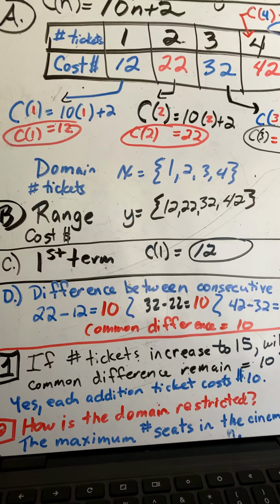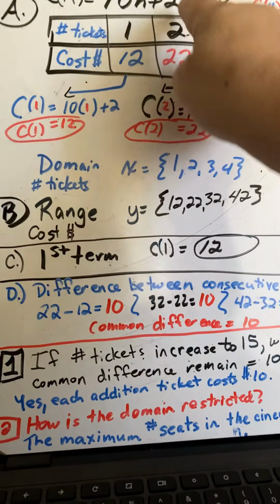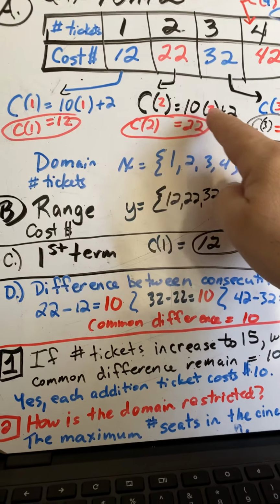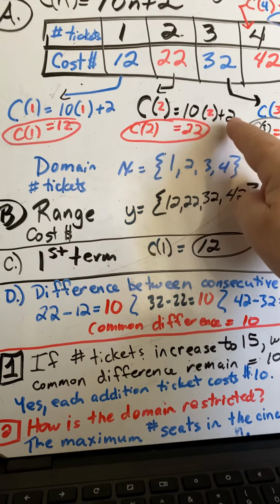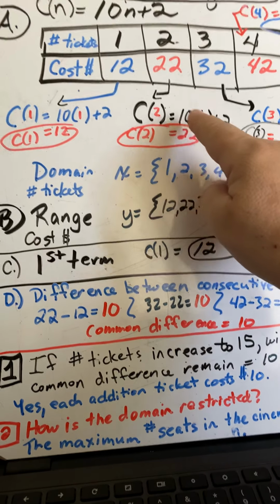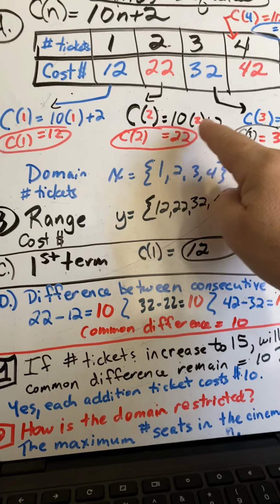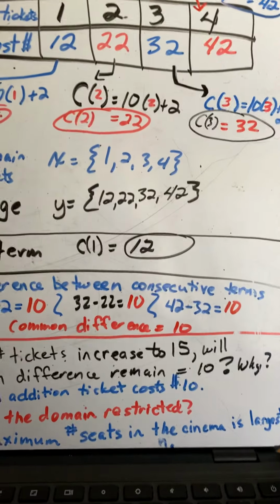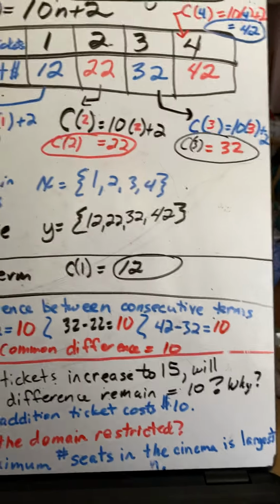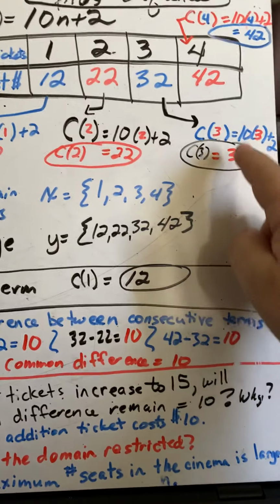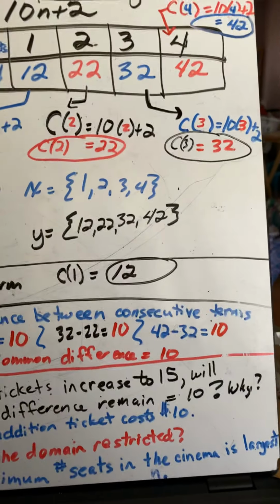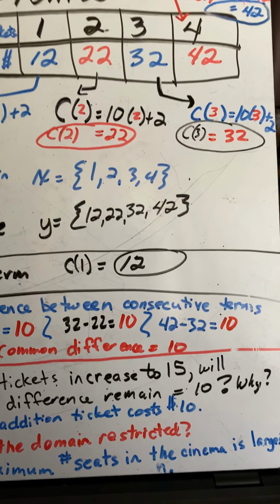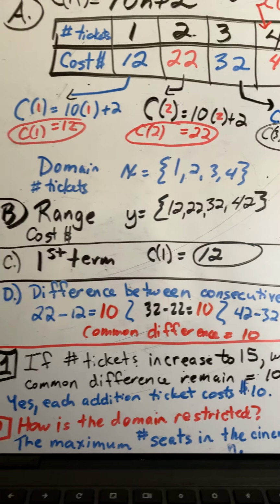The cost of 2 tickets, see where my x is 2, or in this case n is 2, we get 10 times 2, which is 20, plus 2 is 22. 10 multiplicación 2 son 20 y 2 son 22. When I go to the cost of 3 tickets, I'm going to substitute 3 in place of n. So I have 10 multiplicación 3 son 30 y 2 son 32. 10 times 3 is 30, plus 2 is 32.